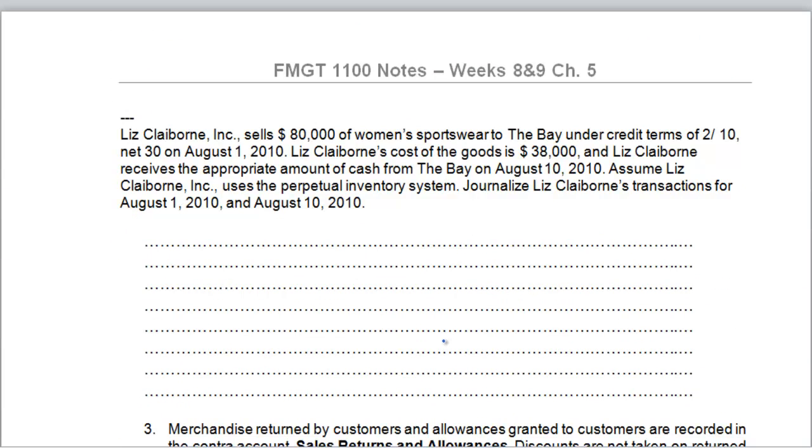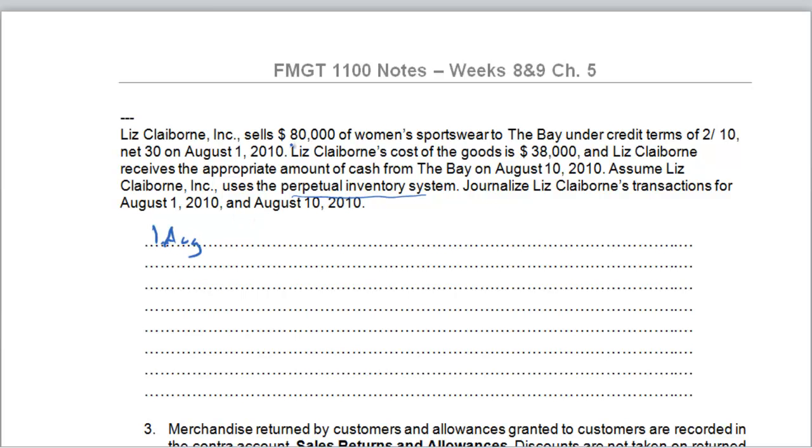Okay, so let's do a little example just to help solidify the concept here. Liz Claiborne sells $80,000 worth of women's sportswear to the Bay under the credit terms of 2/10, net 30, on August 1st. Their cost of the goods is $38,000, and Liz Claiborne receives the appropriate amount of cash from the Bay. Assume that they use the perpetual inventory system, which is the only one that we know. Journalize their transactions.